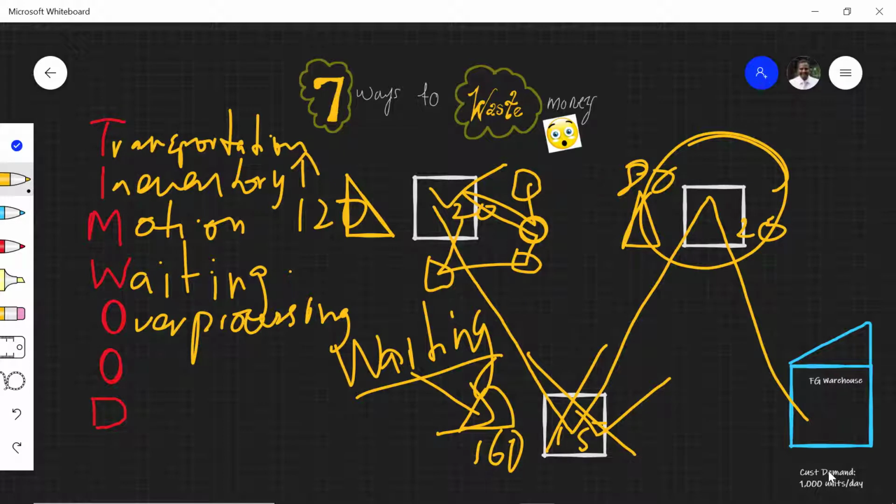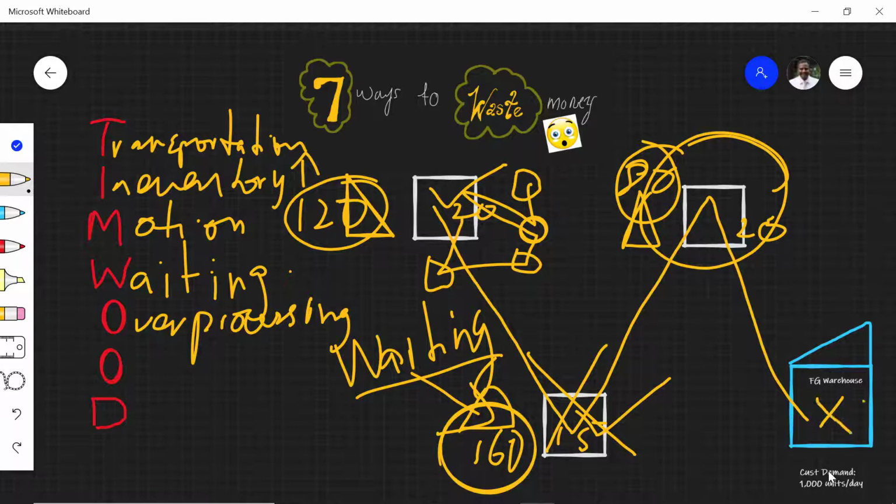Now friends, because we are having too much inventory over here, and over here, and over here, eventually all of this goes here and sits here as inventory in your finished good warehouse. Let's assume you're having about 10,000 pieces here in your finished good warehouse and your customer needs only 1,000 pieces a day. Now your demand is only 1,000 units a day, but you are having 10,000 pieces. This is what we call overproduction.